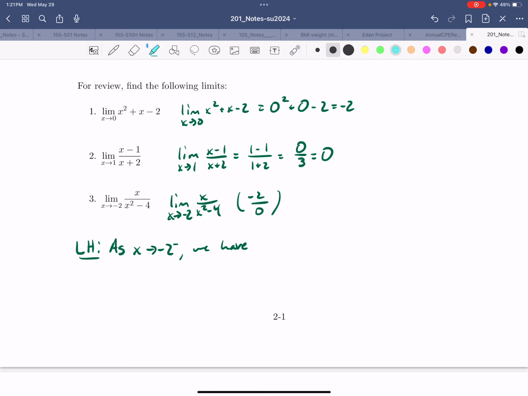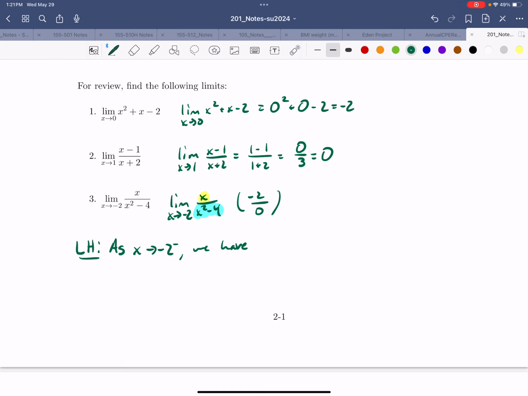I'm going to look at the numerator and the denominator. And I'm just going to look at their signs. I know the denominator is going to 0. And I know the numerator is going to negative 2. So the only question is, what is the sign of the numerator? What's the sign of the denominator? Are we going to negative or positive infinity? That's all we're looking for.